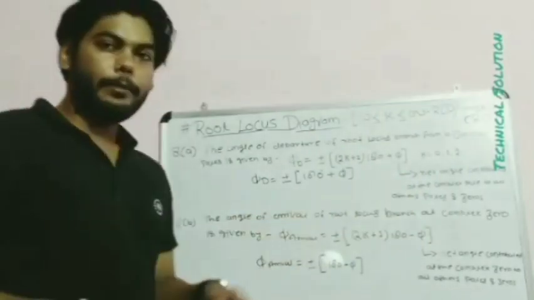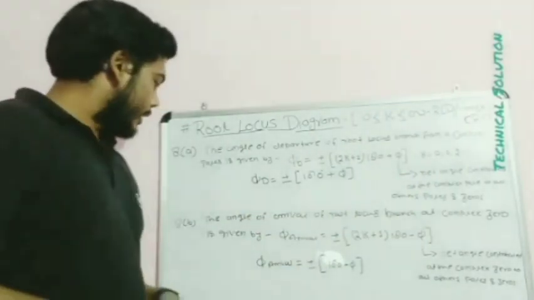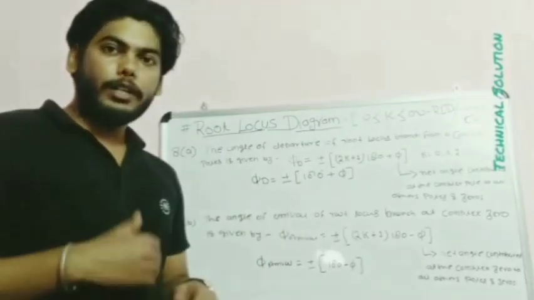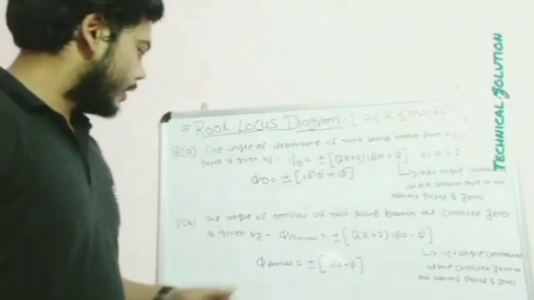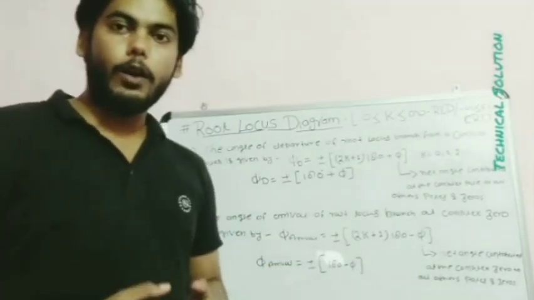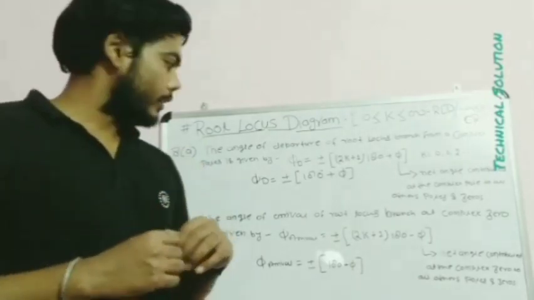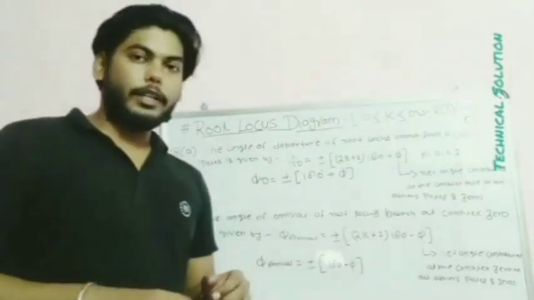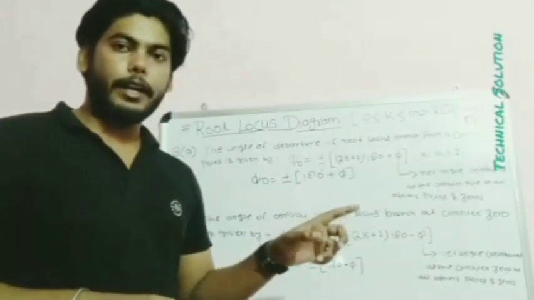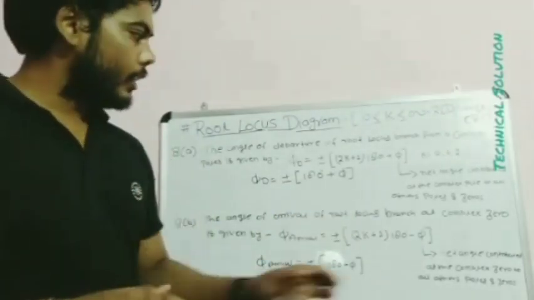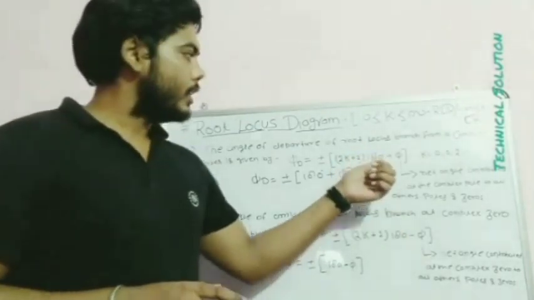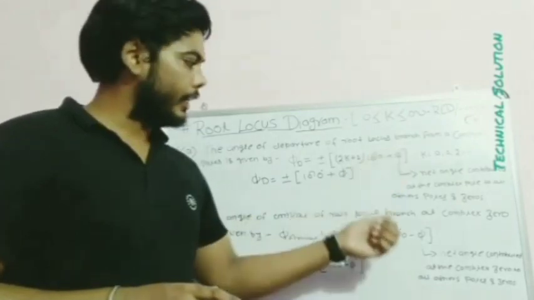And the second part of point 8 is the angle of arrival of the root locus branch at a complex zero, defined as phi arrival. Phi arrival, the symbol of the angle of arrival, is equal to plus minus twice (k plus 1) into 180 minus phi. In the angle of arrival the sign is minus phi, and in the angle of departure the sign is plus phi.